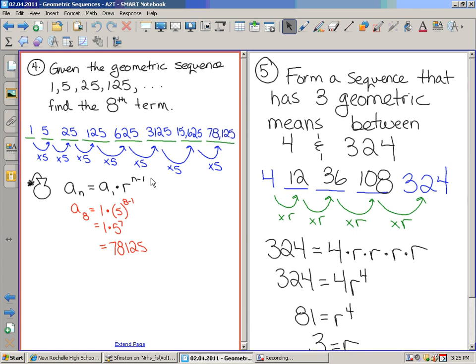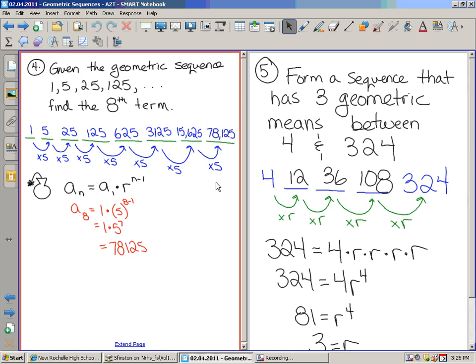Okay, so what does that mean? Well, we asked for the 8th term. The first term in this sequence was 1. The common ratio between all the terms was 5. And plugging in 8 minus 1 gives us 7. Punch that into your calculator, you get that answer. This is the 8th term.